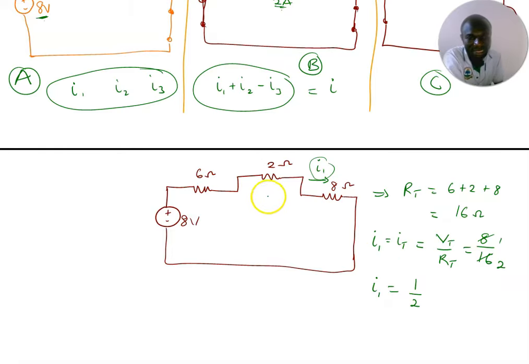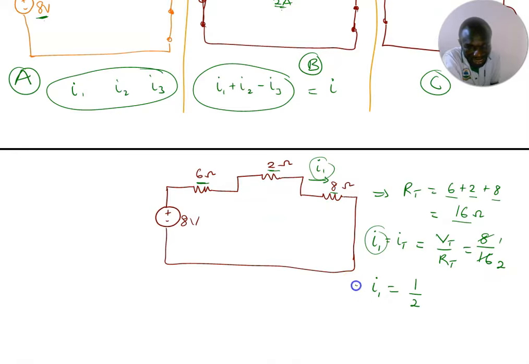Let's analyze it again. I have my 6 ohm, I have my 2 ohm, and I have my 8 ohms. So at the end, 6 plus 2 is 8, 8 plus 8 is 16. And I know that the total voltage VT over the total resistance RT gives the current that is flowing through, because that is the same as the total current. So the 8 volts divided by the total resistance, which is 16, is going to give me half.